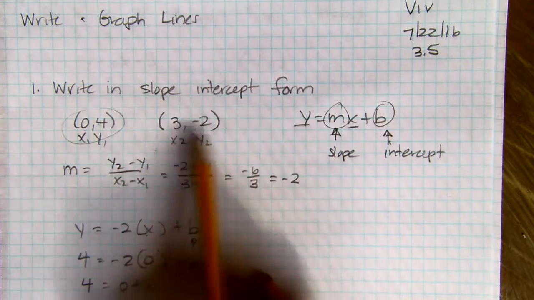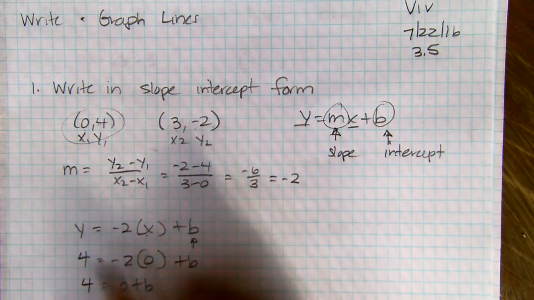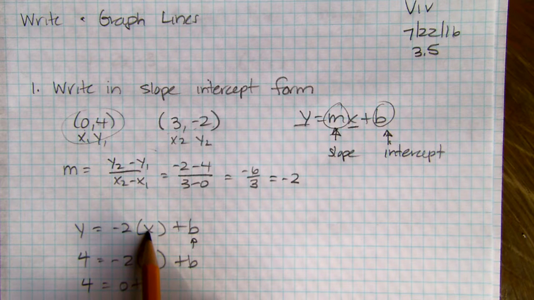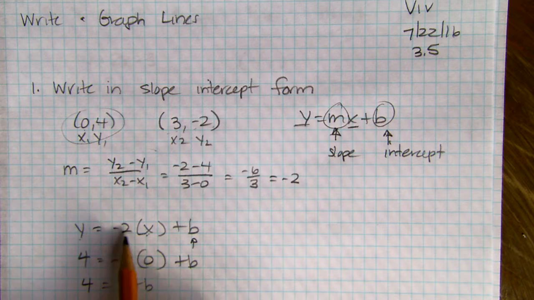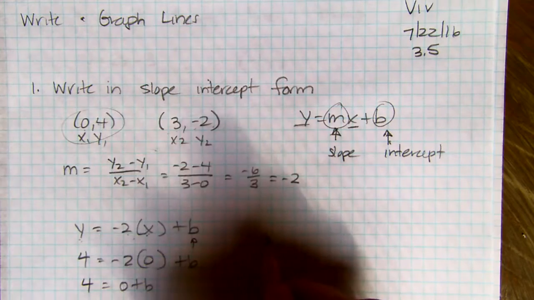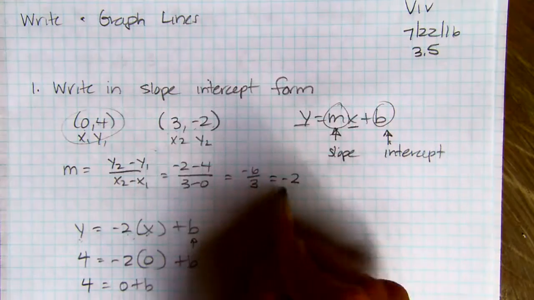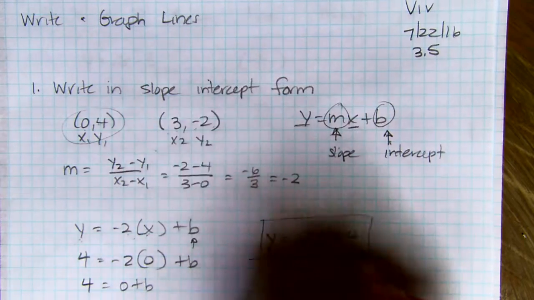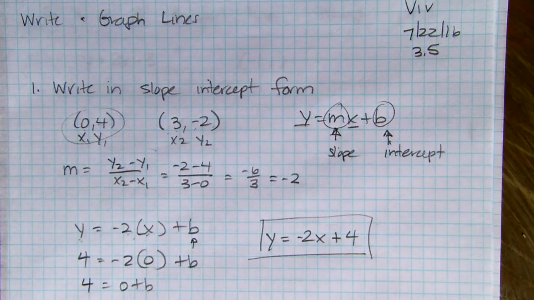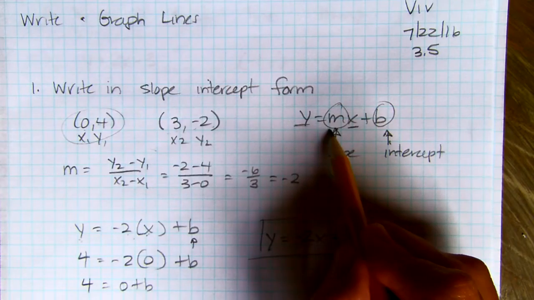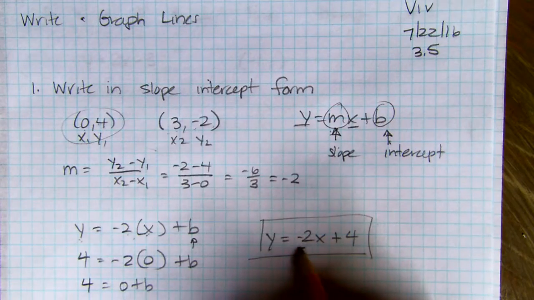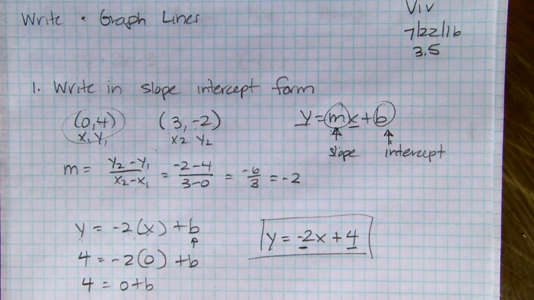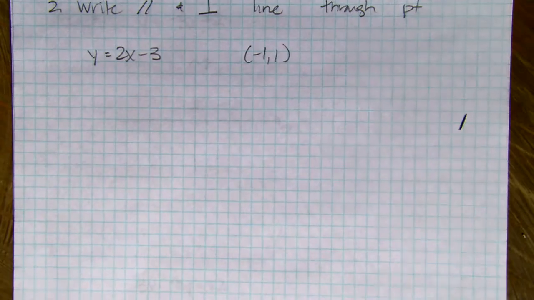But suppose you didn't have a 0, 4. If you had plugged 3, negative 2 in, you would have gotten the same thing. Because if I put 3 in here, and negative 2 in here, I'd get negative 6 here, and when I added 6 to both sides, I'd get 4 again for b. So have I finished? No. I know my slope is negative 2, and I know my vertical intercept is 4. So there is the equation in slope-intercept form. Find the slope, find the intercept, and then put them into the equation. Those are the parameters you're responsible for.